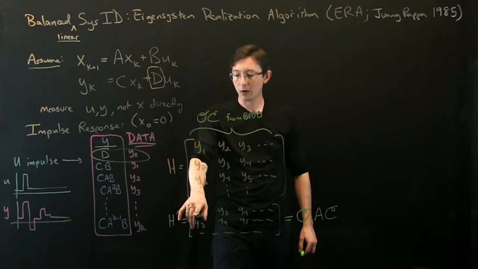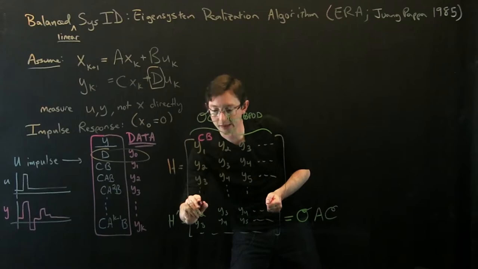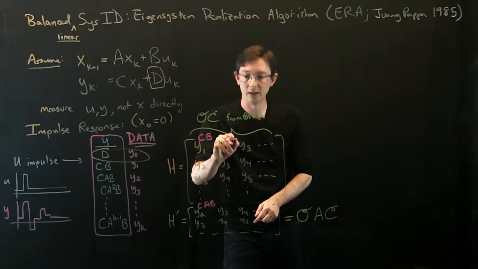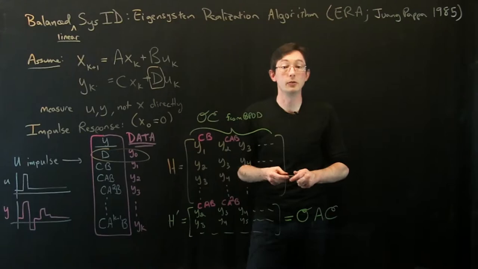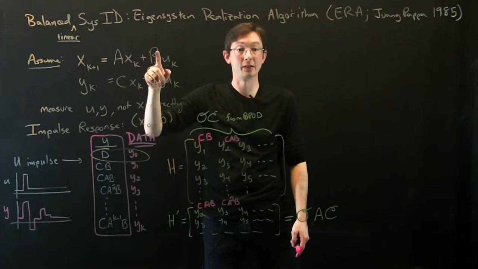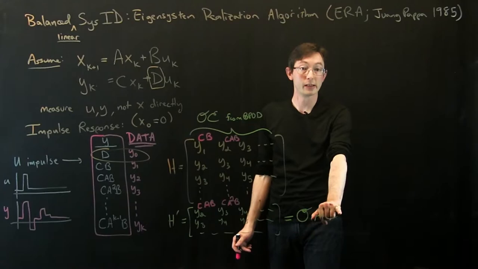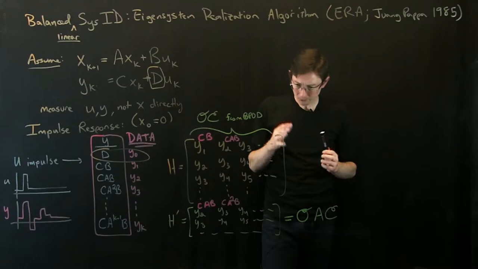So if you think about what Y2 is, I'm going to do this for one of these cases. Y1 would be CB. Y2 is CAB. Y3 is CA squared B. All I do to get H prime is add an A in the middle of all of these expressions. I just advance them one more time step by multiplying with A. That's what my discrete time dynamics are, multiplying by A. So I add another A and I get H prime. And so if I could write H as curly O curly C, I can write H prime as curly O A curly C.